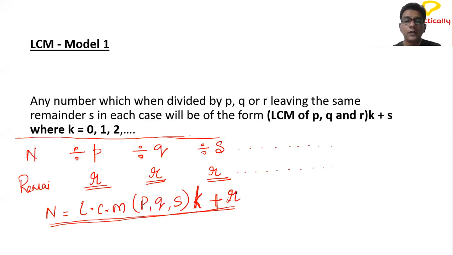And how do I find the multiples of these values? When I take an LCM of P, Q, and S and start placing K value as 1, 2, 3, and so on and so forth.